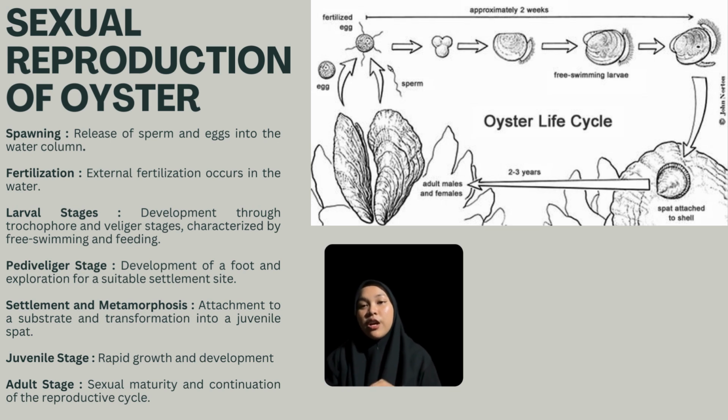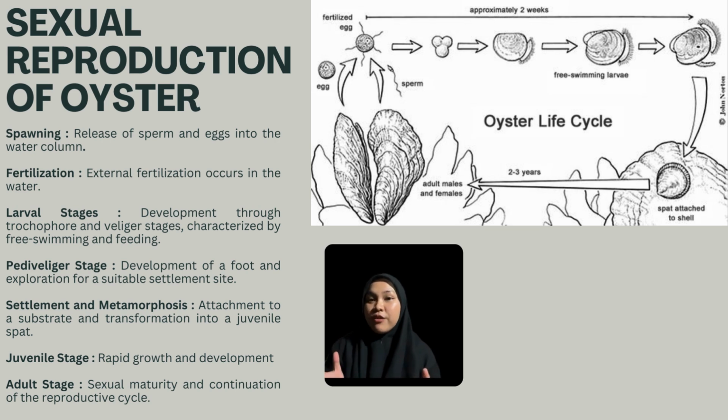The trochophore develops into the veliger larva, which has small, transparent shells and a ciliated velum for swimming and feeding. This stage lasts for about 2 to 3 weeks. As the veliger larva matures, it enters the pediveliger stage, characterized by the development of a foot. The foot allows the larva to explore the substrate and find a suitable habitat. Next, the pediveliger larva will settle onto a hard substrate, such as rocks and shells. After settling, the larva undergoes metamorphosis, transforming into a juvenile oyster known as spat.